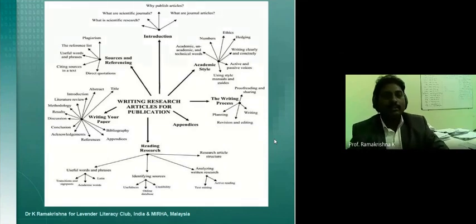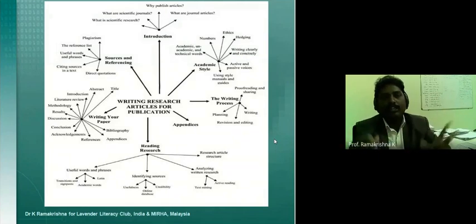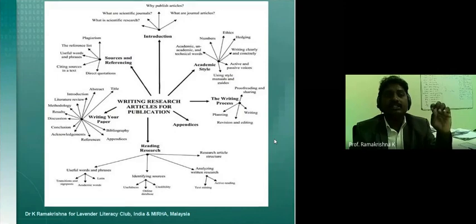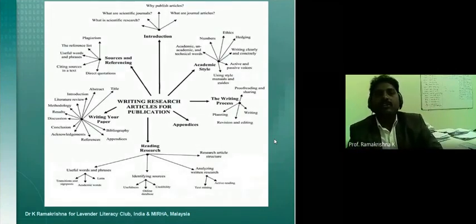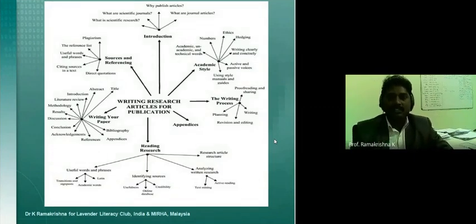So coming back to writing a research article for publication, there are different things. Why publish articles? Articles are published in scientific journals. What are the scientific journals you have, and what is scientific research? If you have scientific research, you can publish it in scientific journals. You have an academic style of publishing articles, and you have industry-oriented publications like white papers.